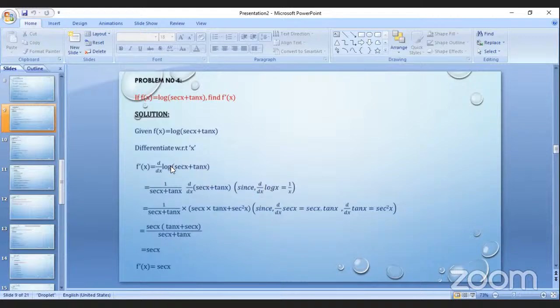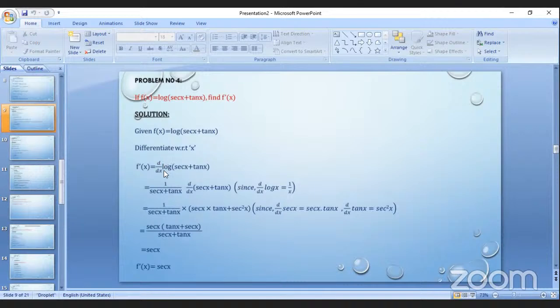Here secant x plus tan x is treated as x. Suppose secant x plus tan x is treated as x. Log x derivation is 1 by x. So log of secant x plus tan x gives 1 by secant x plus tan x. And derivate the remaining function. What is the remaining function? Secant x plus tan x.